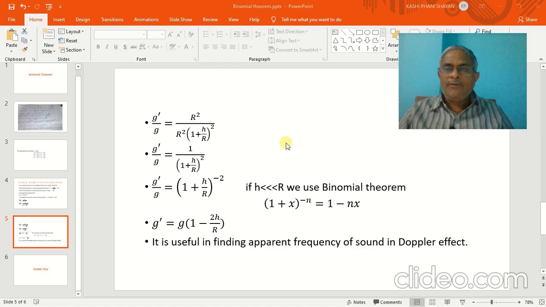So what is the final expression for g dash? g dash is equal to g into 1 minus 2h by R. This is one application we are using in physics. This is one application of the binomial theorem in your class. And another application you will arrive at is finding apparent frequency of sound in the Doppler effect.